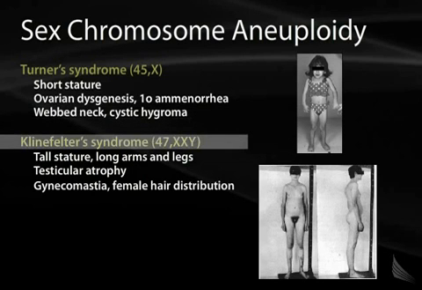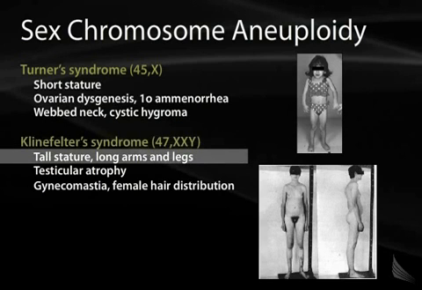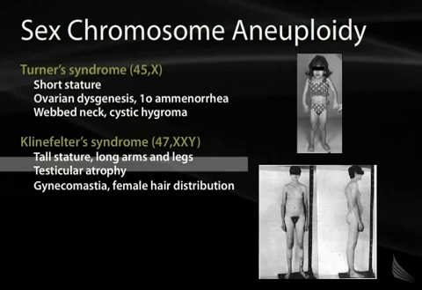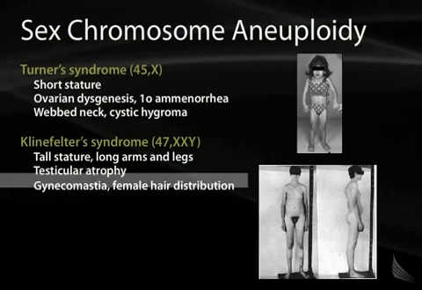Klinefelter syndrome is a trisomy with XXY genotype marked by tall stature, long arms and legs, testicular atrophy, and gynecomastia and female hair distribution.